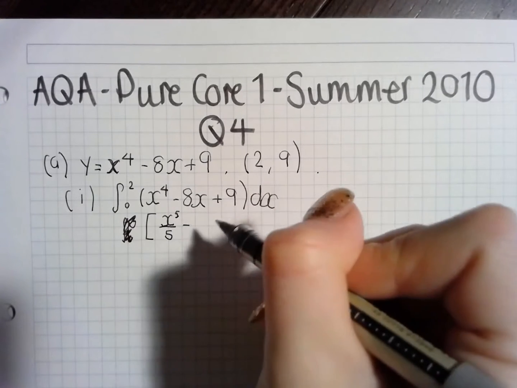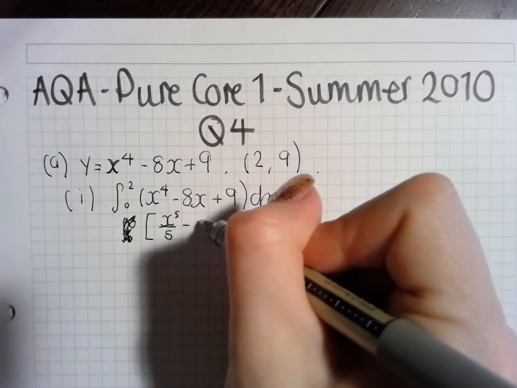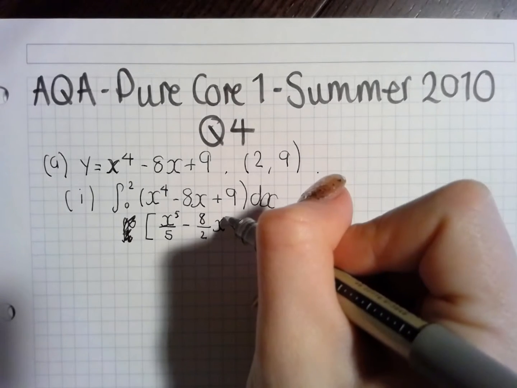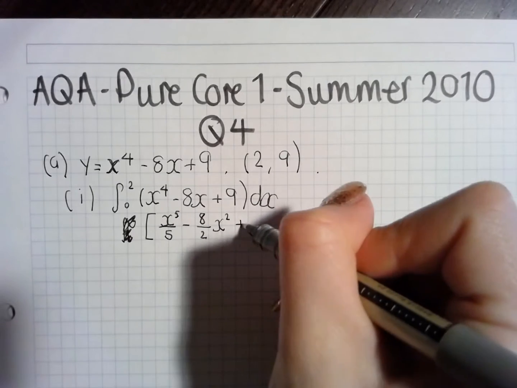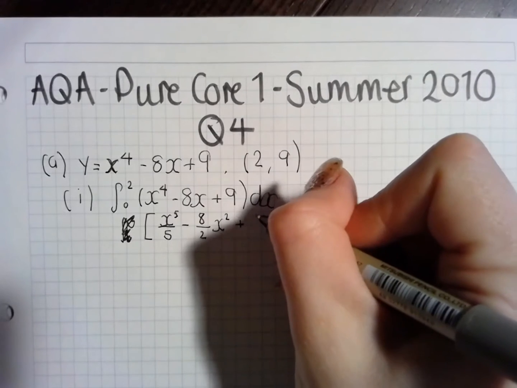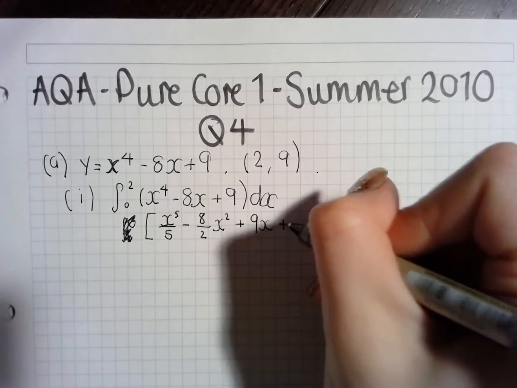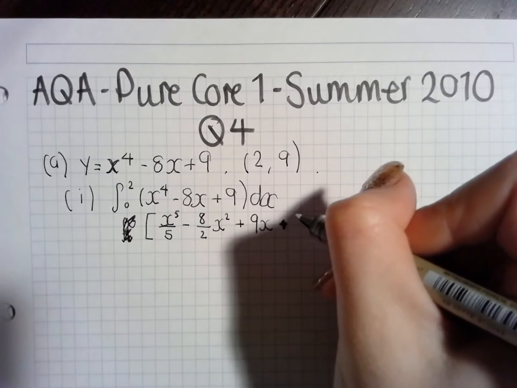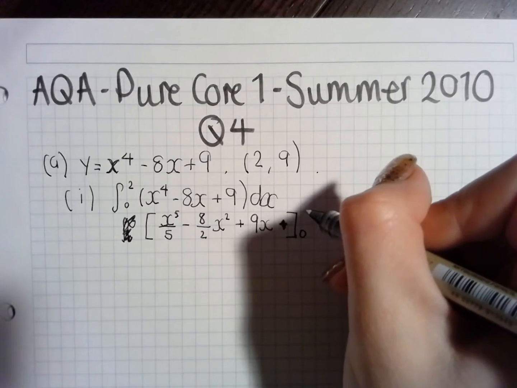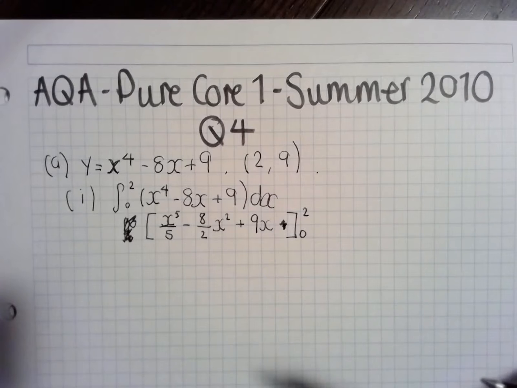Then minus, adding 1 to the power is 2, and then dividing by 2, so 8 over 2 x squared. Plus, if you just have a single number, you go plus 9x. We're given the values, so we don't need to say plus c. And we're given the boundaries 0 and 2.